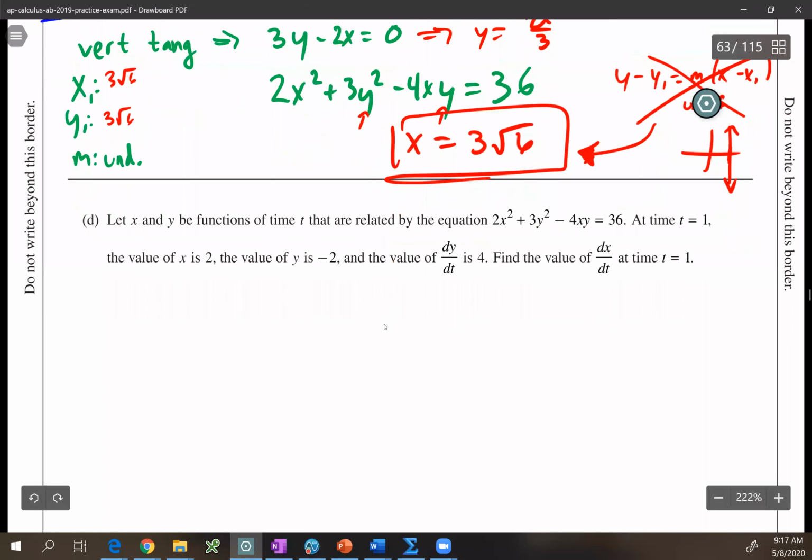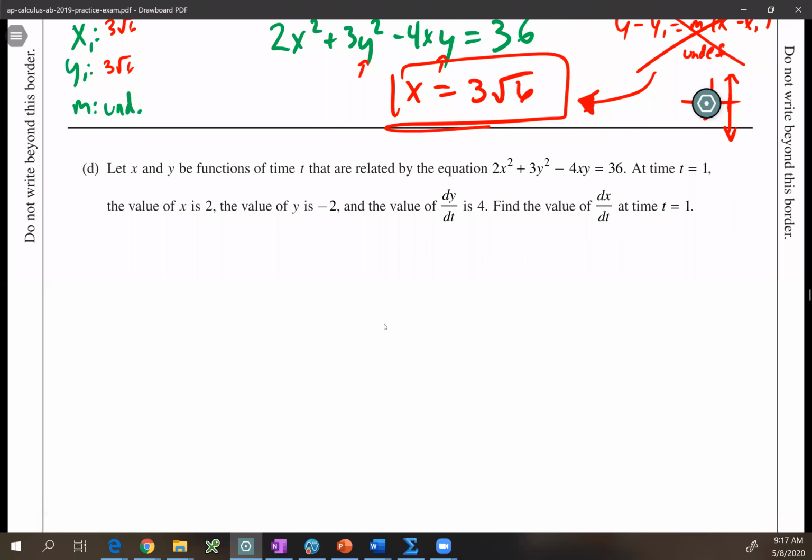All right, and then last one: let x and y be functions of time that are related by 2x squared plus 3y squared minus 4xy equals 36. At time 1, the value of x is 2, the value of y is -2, and the value of dy/dt is 4. Find dx/dt at time 1. So this is a little bit still implicit, but now instead of doing dy/dx, we're doing d/dt. So when we do our derivative here, we're doing d/dt and d/dt.